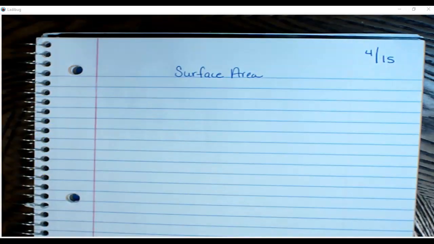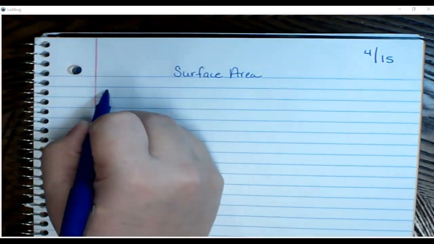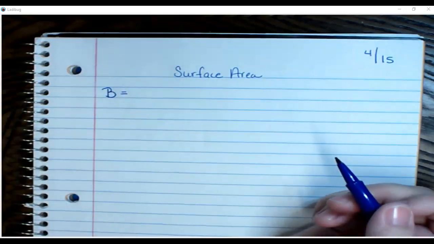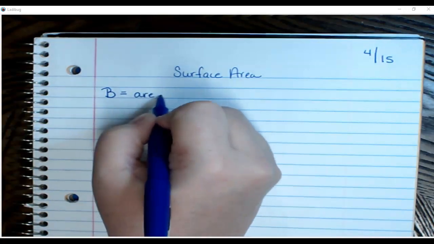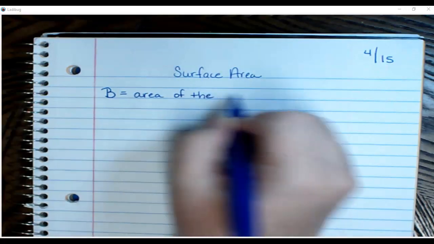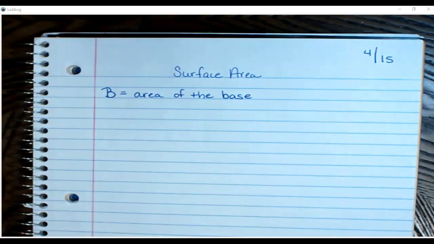We're going to start off by talking about some vocabulary. The first vocabulary term you should already know from our volume unit. Capital B, or as we call it in class, Big B. Big B stands for area of the base. Hopefully you remember that from our volume unit.